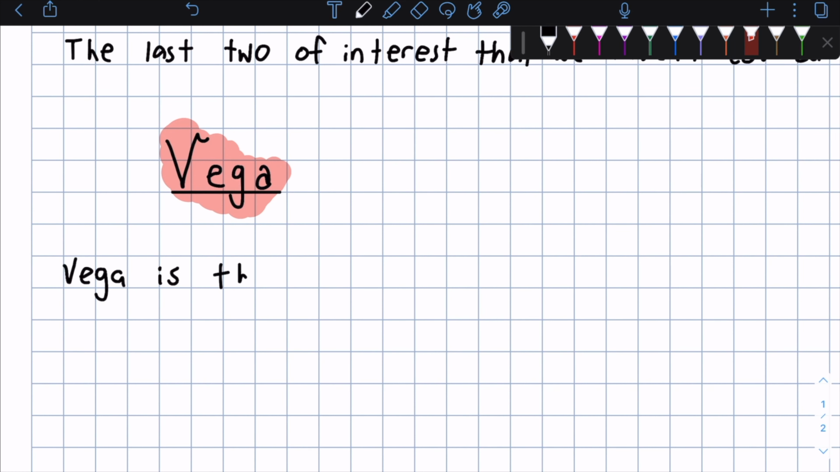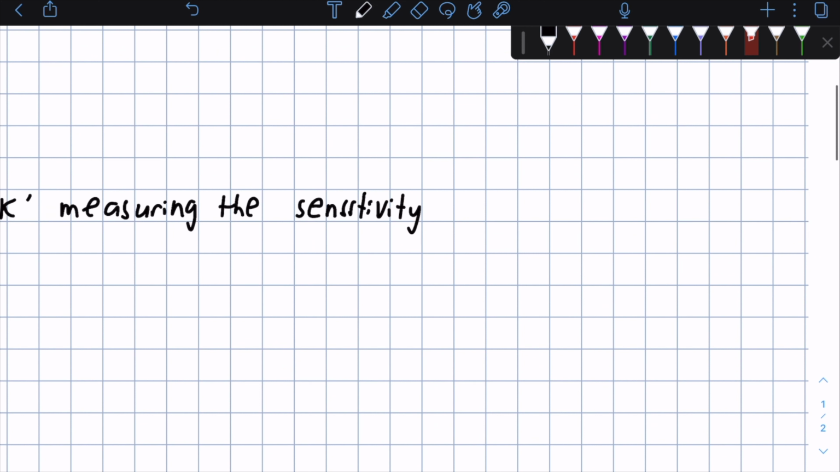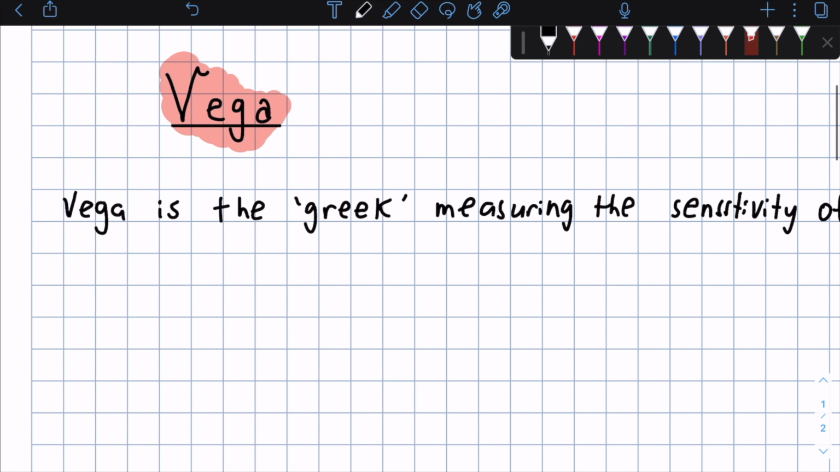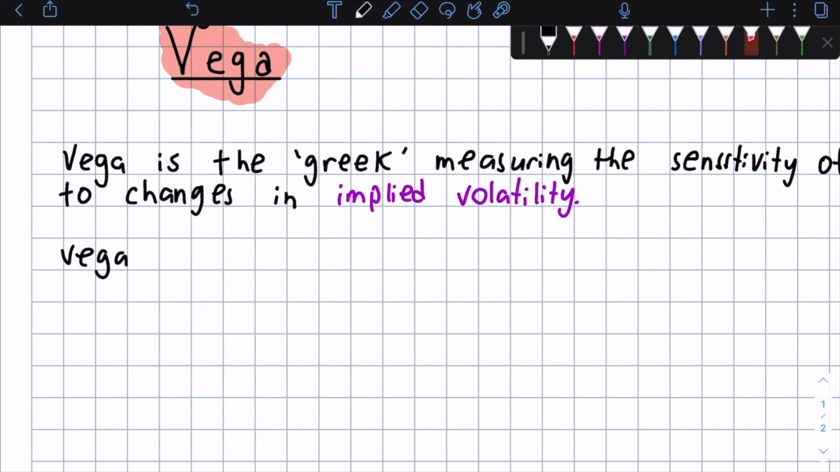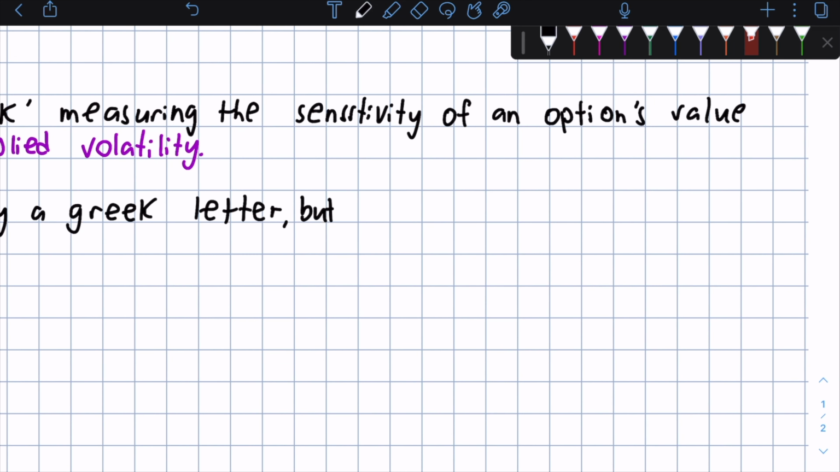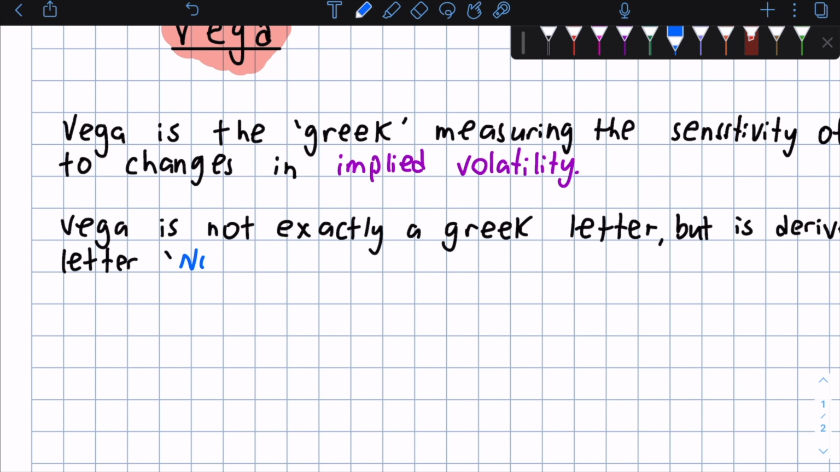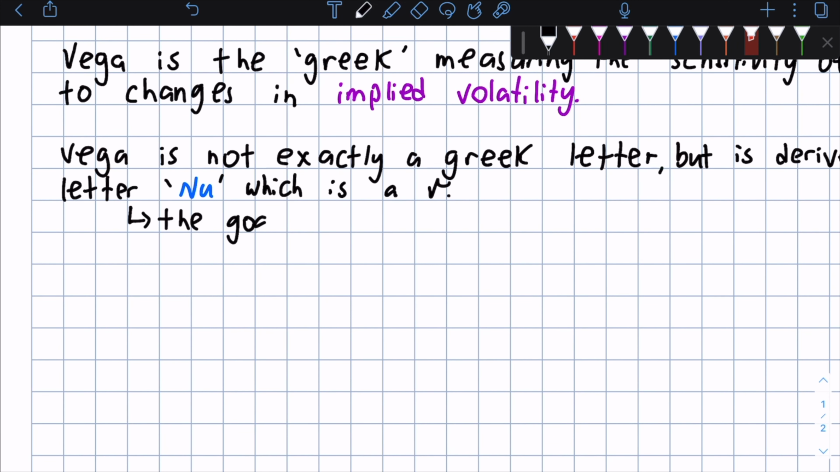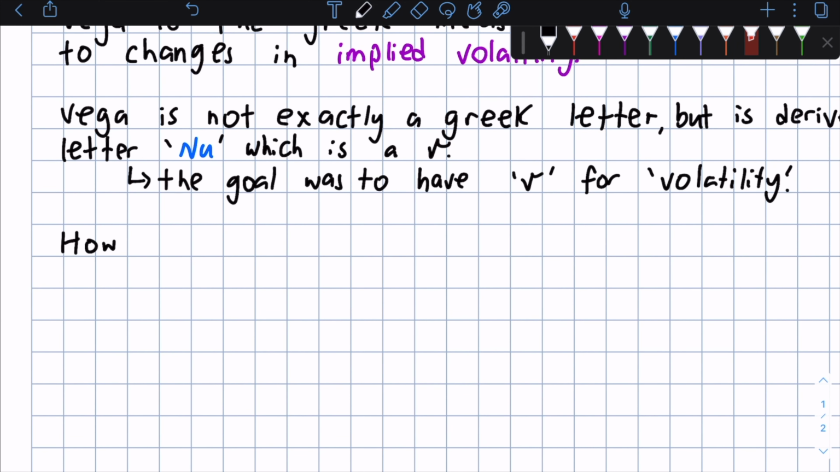Vega is the Greek measuring the sensitivity of an option's value to changes in implied volatility. And we'll talk about what this means. Vega is not exactly a Greek letter, which is interesting, but it's actually derived from the Greek letter nu, which is a V in the Greek alphabet. The goal is to have this V stand for volatility, and Vega actually works well with delta and other Greeks that sound like it.